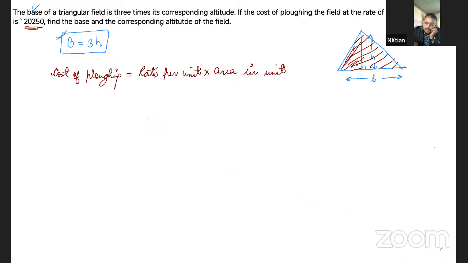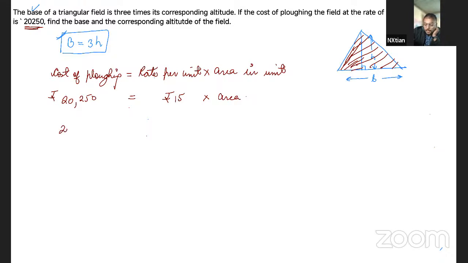So what will I do? I will write 20,250 here, which is the total cost. At the rate, what is the rate going on? 15 rupees per centimeter square. And then what will I get? I will get the area. Now its multiplication will go, so we will divide.